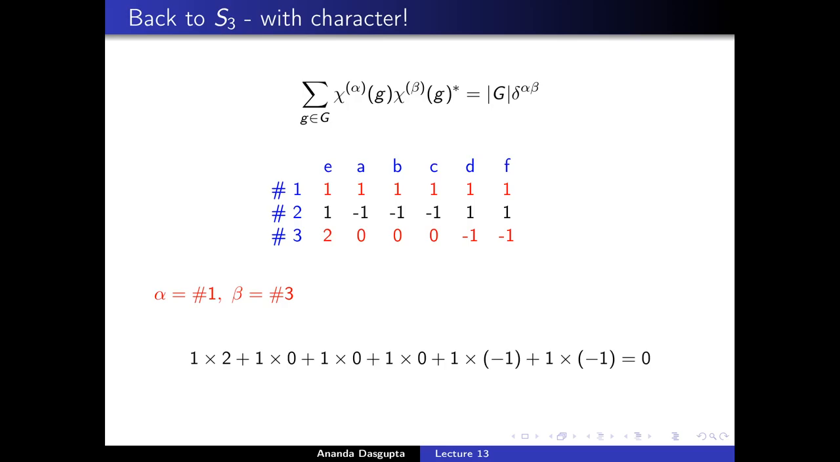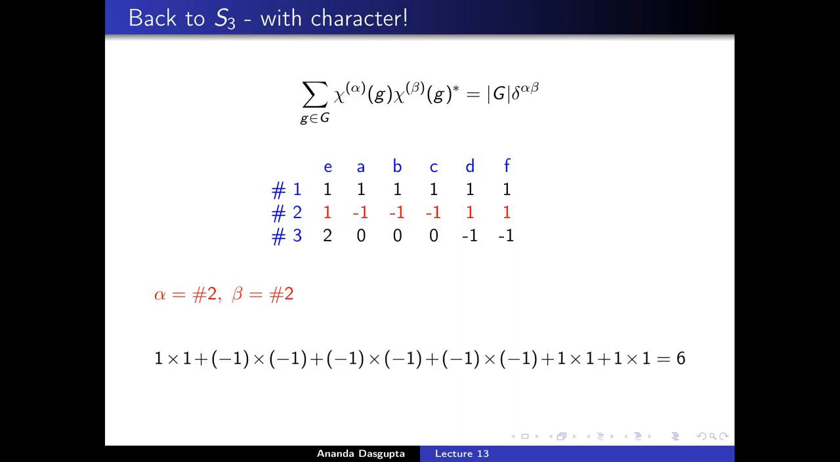And now you can easily see that if you multiply 1 by 2, and then 1 by 0, 1 by 0, 1 by 0, then 1 by 1, minus 1, 1 by minus 1, you end up with a total of 0, as you should. Since you are talking of two different representations, the delta alpha beta is going to be 0. Well, what about taking both the representations to be representation number 2? Again, something we have already seen before is going to give you 6.